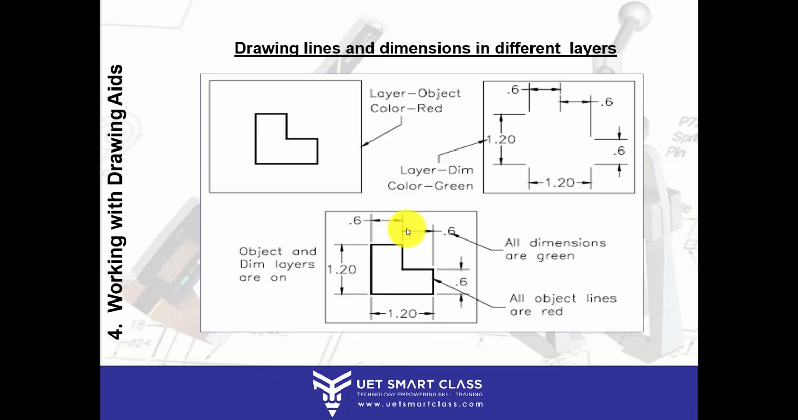Like in this example, if I have kept all dimensions as green, I need not select each and every dimension and click green. I have to make sure that I've drawn all the dimensions within that dimension layer. If I have done that, then all my dimensions will automatically be green as my layer is green. For that, I'll show you all the options available in layers.